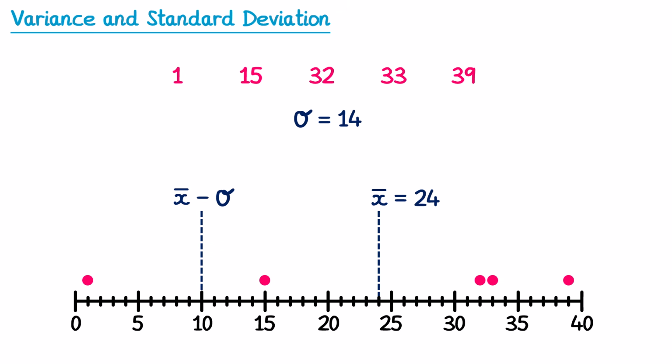I'm also going to mark on the value that's one standard deviation above the mean. So I'm going to add 14 onto the mean of 24. This will be 38. So this is one standard deviation above the mean.